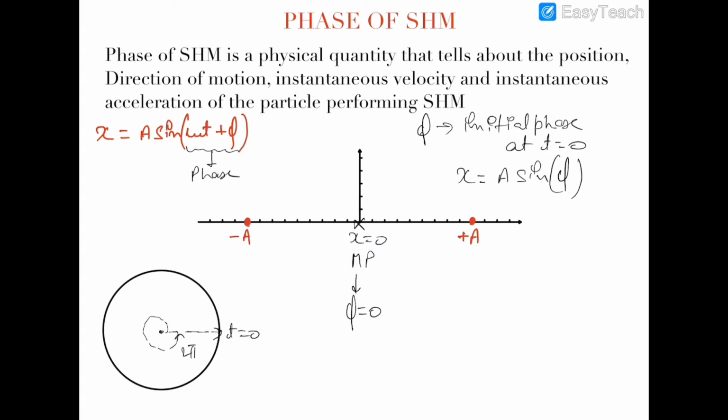Now when the particle has again arrived at this position, this is one complete cycle. So when the particle has again arrived at this position, then its phase would be 2 pi. Just like the circular motion, when the particle has again arrived at this position after completing one circle, the angle moved by this particle is 2 pi. So the phase completed by this particle in this case is 2 pi.